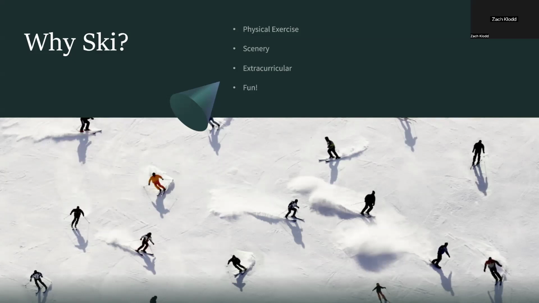And lastly, of course, it's fun. It's a blast to cruise down the snowy slopes, and to do it multiple times a week is more than enough to ask for.